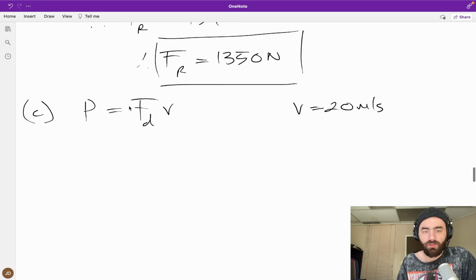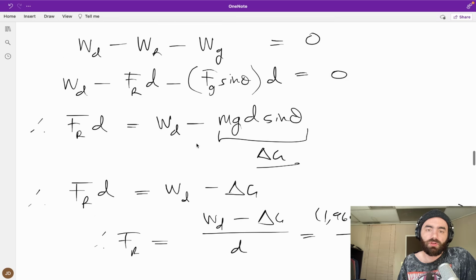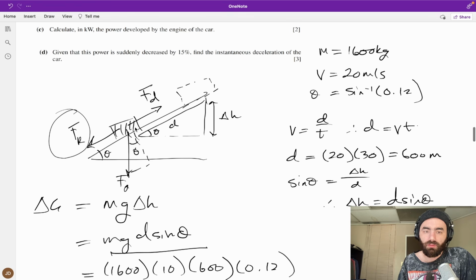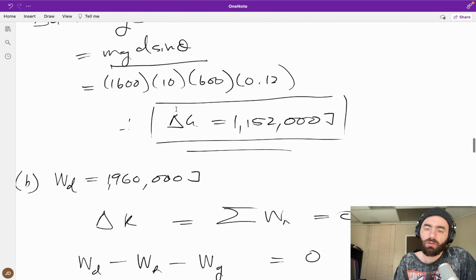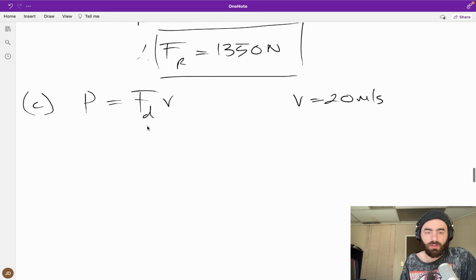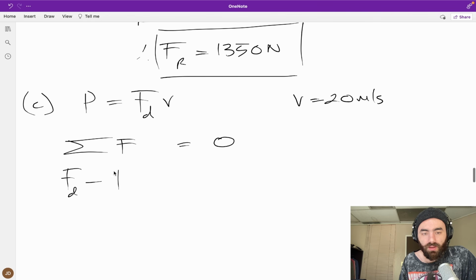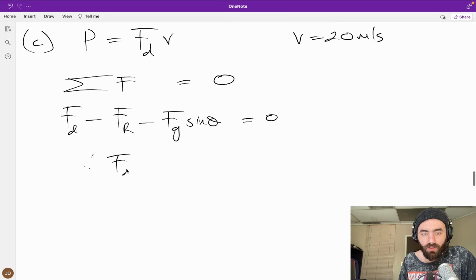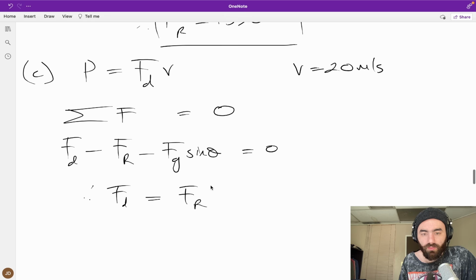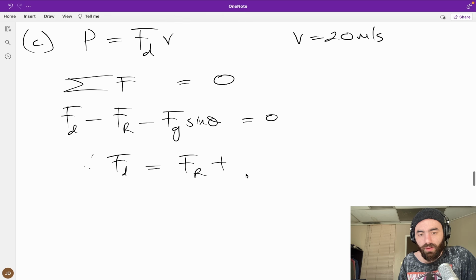Driving force, well, how do we find the driving force? We can find it in many ways. We could sum up all the forces here. You could say the sum of all the forces is equal to 0 because it's going to be a constant velocity. Fd minus Fr minus Fg sine theta equals 0. Therefore, Fd equals Fr plus Mg sine theta.